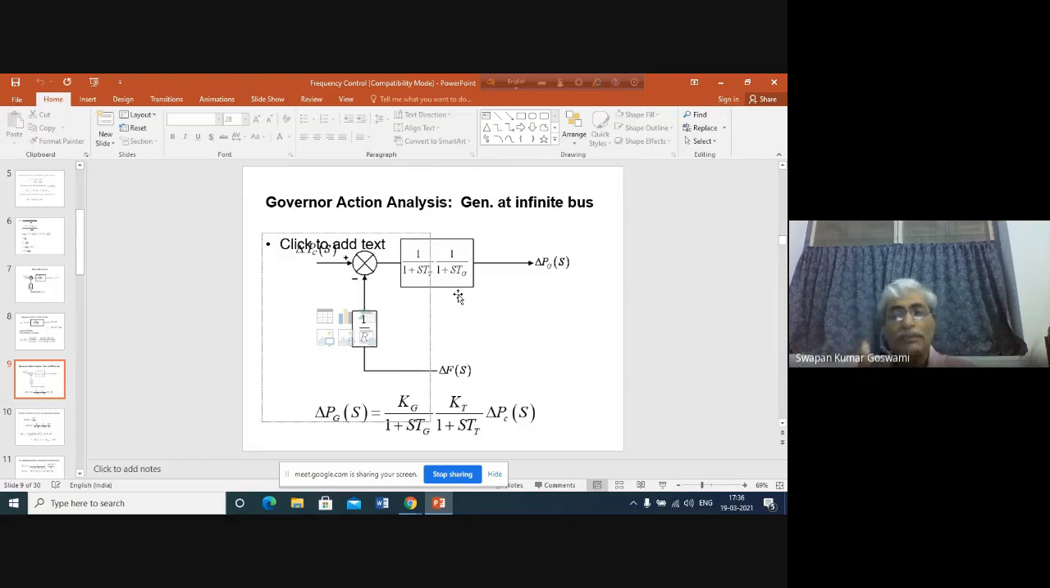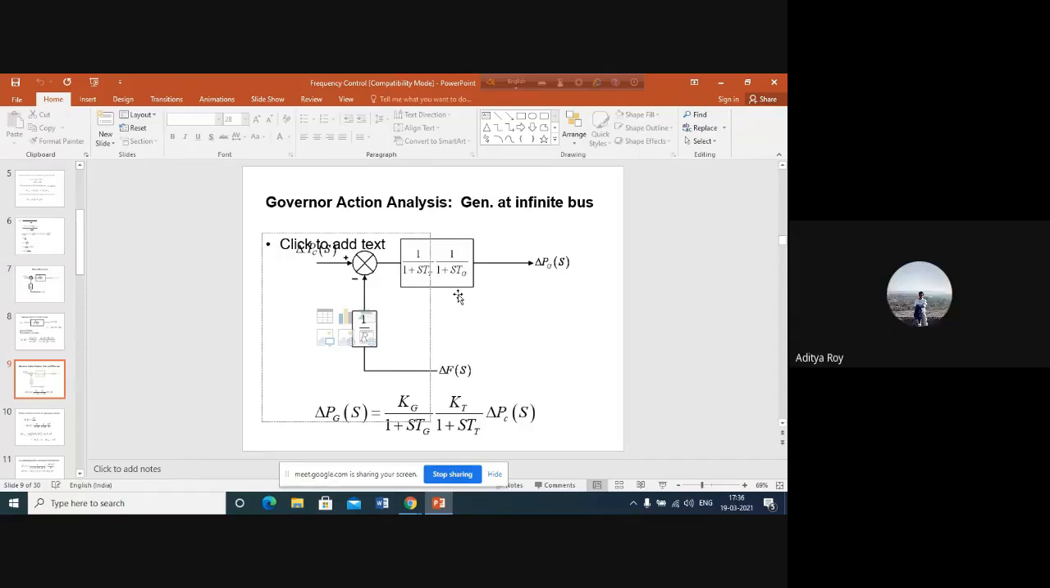For a change in the output of the generator, the delta value has to be changed. So when we say that there will be no change in frequency, we are talking about the steady state condition, not about the dynamic or transient situation. Is it all right? Is this clear?